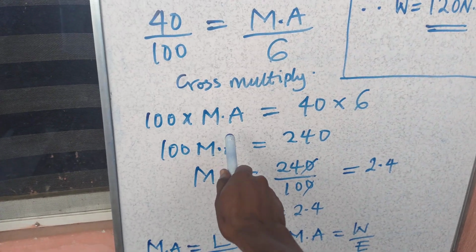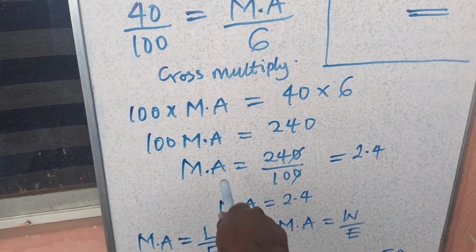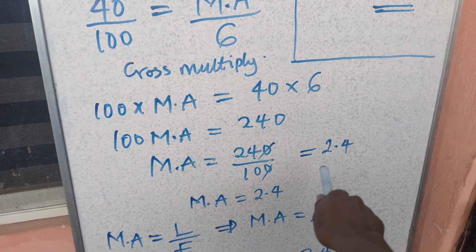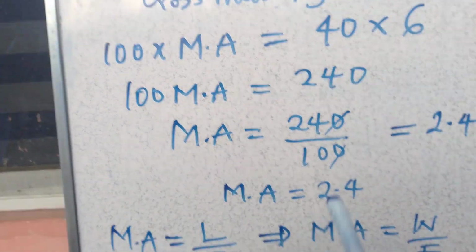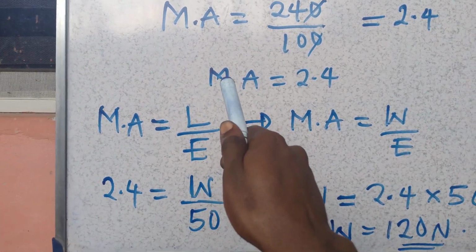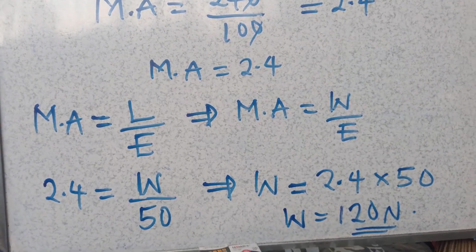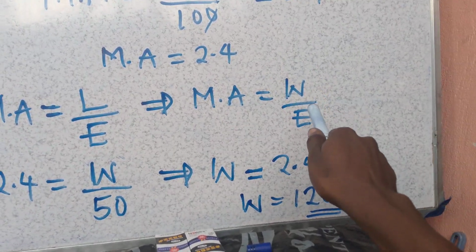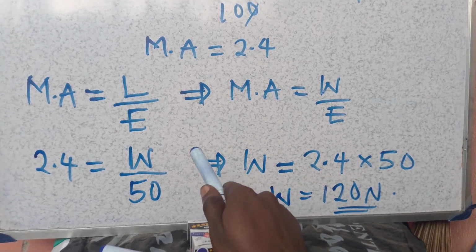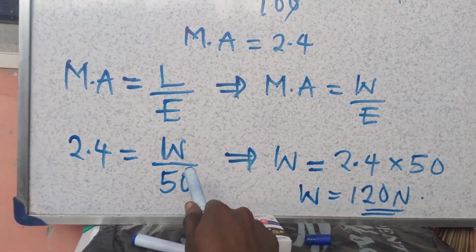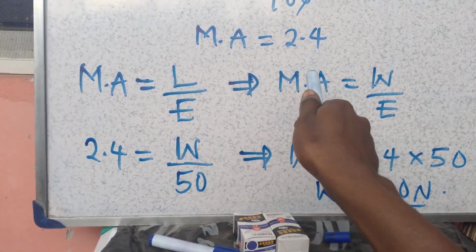I'll divide by the coefficient of MA. The coefficient of MA is 100. So mechanical advantage will be 240 divided by 100, which is 2.4. So if mechanical advantage is 2.4, and mechanical advantage is load over effort, now I put the value of load. The load is W over the effort. Now the value of effort is 50. 50 Newton was applied.